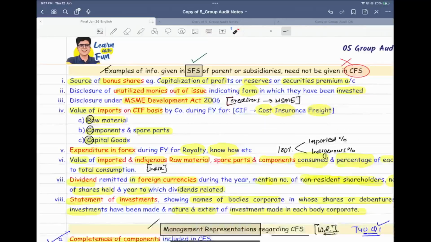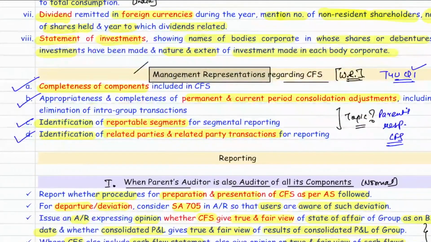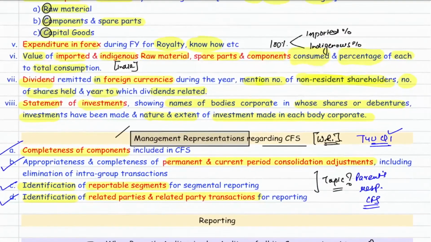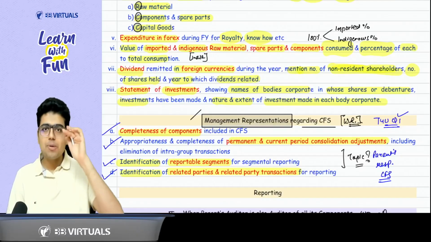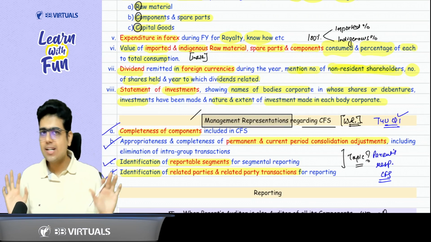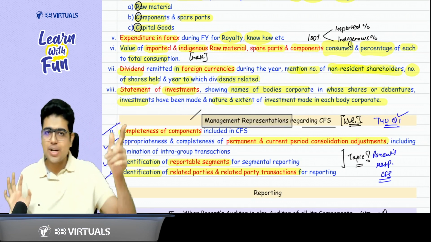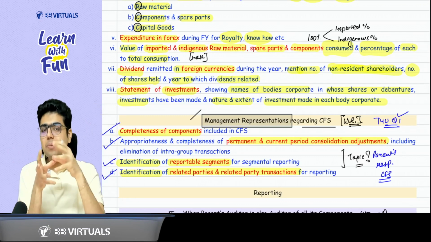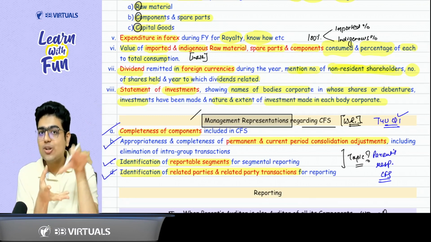Okay. And the last topic here is management representation or written representation. This is nothing but the parent's responsibility for CFS that we covered in the beginning. Sir, what are parents responsible for? Come on, preparation of CFS. So what were the parent's responsibilities? Identify the components, get complete and accurate information. Can I just use the information to prepare the CFS? No, you need to do consolidation adjustments.